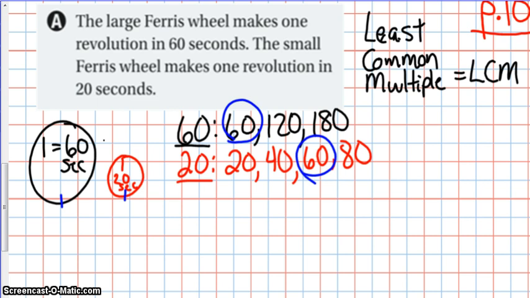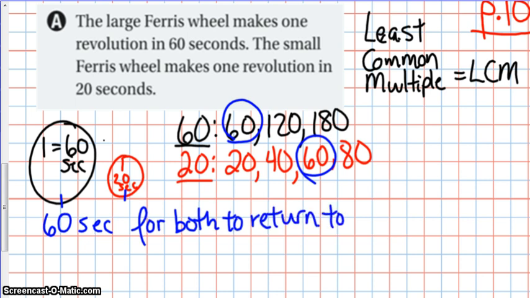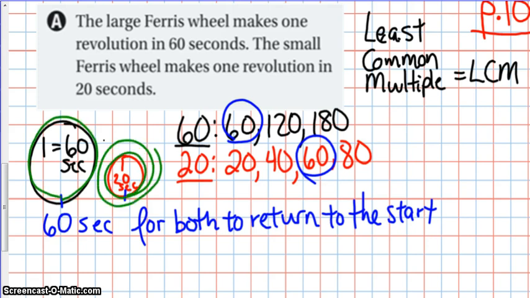Now, least common multiple is the smallest common multiple for both numbers. Since there's a 60 here, it's going to take 60 seconds for both wheels to return to the start. What that means is that the large wheel will spin one time, and the small wheel will have to go around 3 times. So 3 times here, 1 time there. All right, so that's the first way.